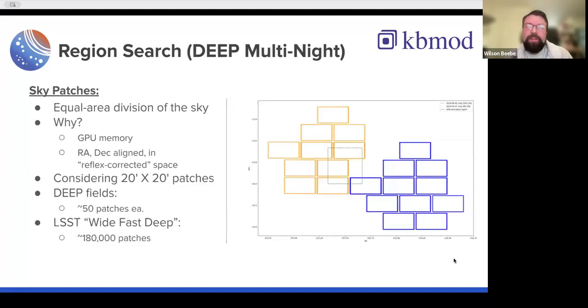Next slide, please. Part of the approach for this is that among a given subset of time and space that we're interested in, we can create a grid of the sky with equal patches, and then consider, within each patch of that sky, the maximal overlap of images that we could do a KBMOD search in.